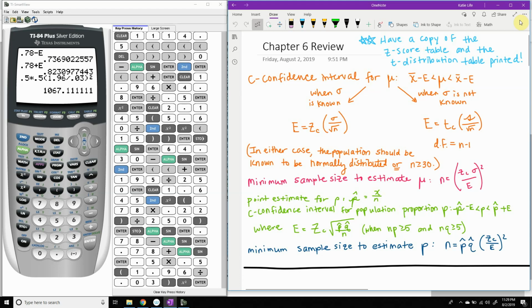There's really no calculator functions that you have to know for this chapter. Chapter 5 was really where we introduced like the normal CDF and the inverse norm. You don't really have to use those functions in this chapter. You just need to be really careful with parentheses when you're calculating those error values. So be really mindful of that.